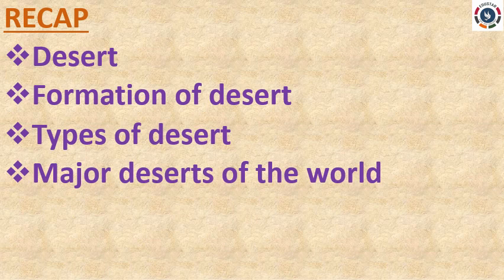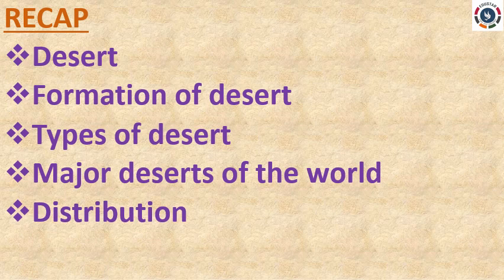Next is about major deserts of the world. Sahara Desert of North Africa, Colorado Desert of North America, Arabian Desert of the Arabian Peninsula, Gobi Desert of China, Thar Desert of India. If you see this, these deserts are located in the northern hemisphere. And next, Atacama Desert of South America, Kalahari Desert of South Africa and the Great Australian Desert of Australia. So, these deserts are located in the southern hemisphere.